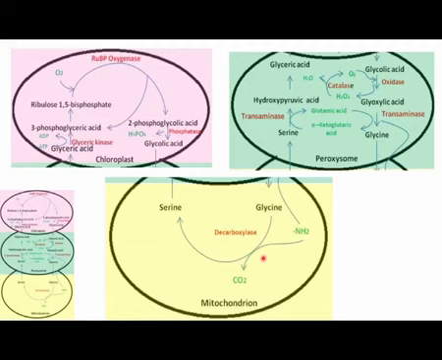Once the serine is formed, it goes back into the peroxisome, and once the serine enters the peroxisome, it is converted into hydroxypyruvic acid by a transaminase reaction. The hydroxypyruvic acid is then converted into glyceric acid, and the enzyme catalyzing this reaction is known as hydroxypyruvic acid reductase.